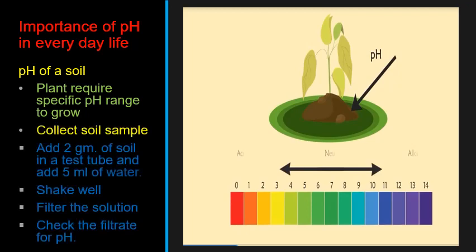Then how can you know the pH? Simply collect a soil sample, add 2 grams of the soil in a test tube, add some water and shake it well. Make a solution of the soil and filter it. Then you will get a filtrate. Use that filtrate for checking the pH values.